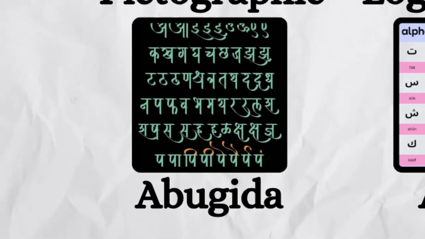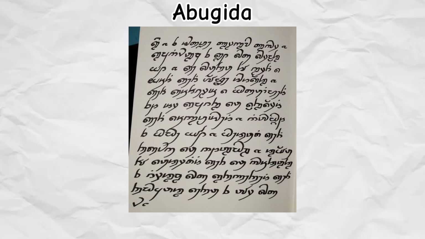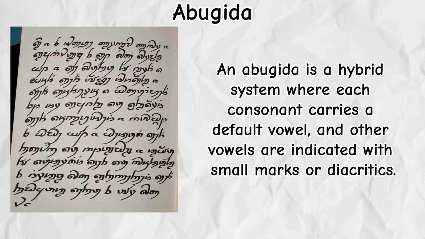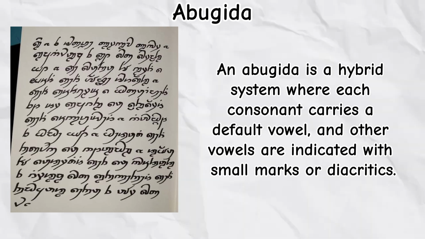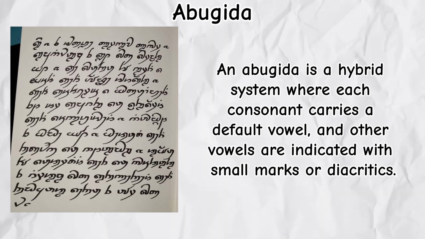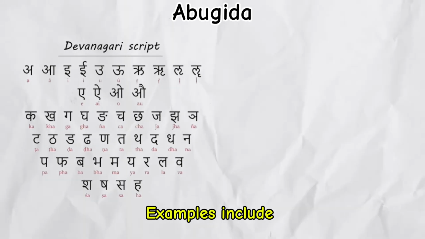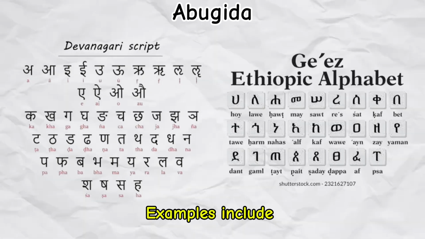Abugida systems. An abugida is a hybrid system where each consonant carries a default vowel and other vowels are indicated with small marks or diacritics. Examples include Devanagari, used for Hindi and Sanskrit, and the Ethiopic script.